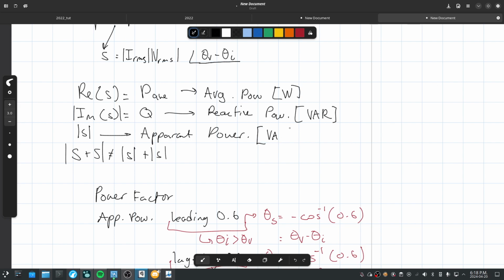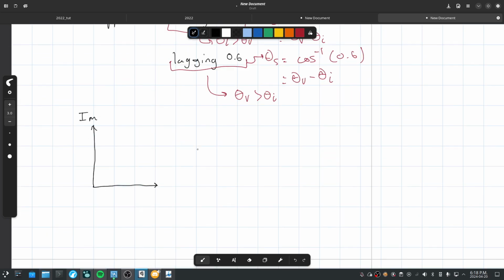Because they sometimes don't tell you this information. They don't tell you it's reactive or apparent power. They just say VAR or VA. So the power triangle looks like this. You have the imaginary axis here, and you have the real axis here.